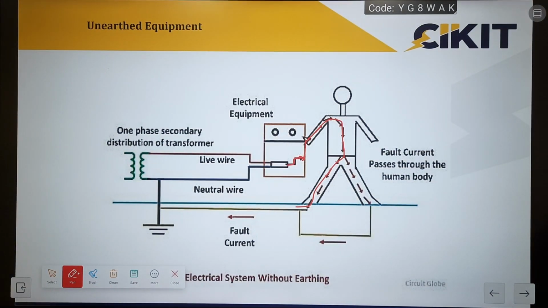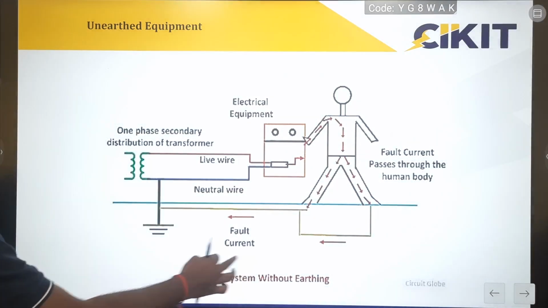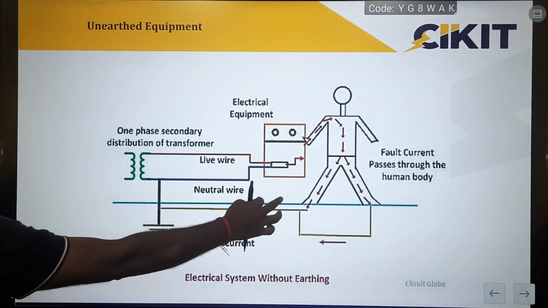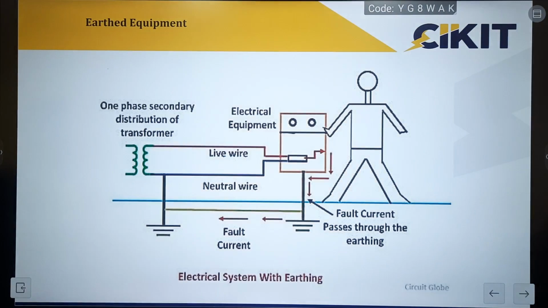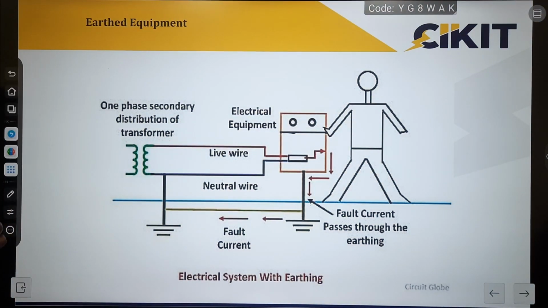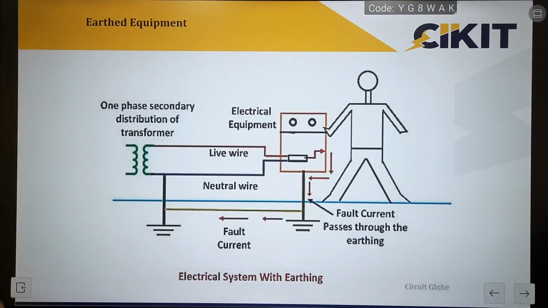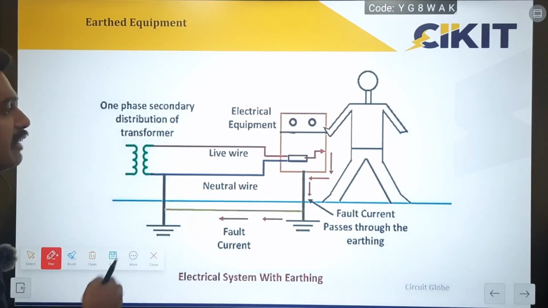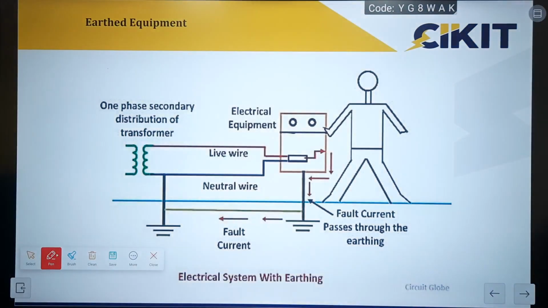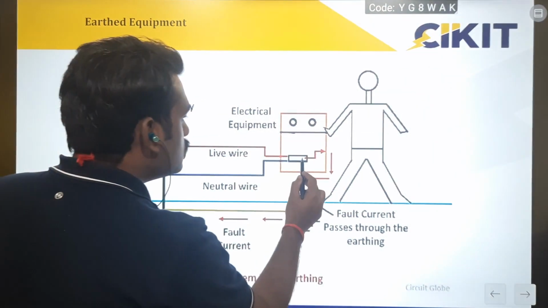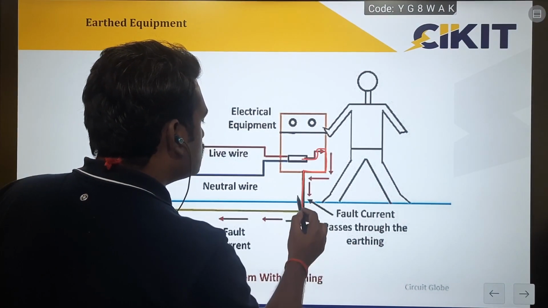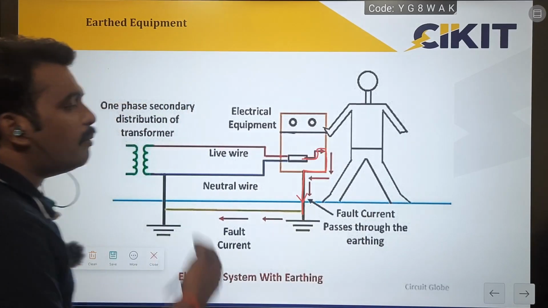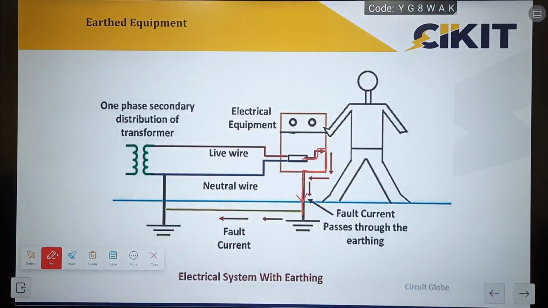So in the same case, if we are providing earthing, so if I have provided earthing, then the fault current will be flowing through this earthing conductor, bypassing the people, because the resistance of the earthing conductor will be very much lower than the human being. So the current will choose to flow through this low resistance path, thereby bypassing the operator. Hence, by providing this earthing connection, we are protecting these people from being electrocuted.